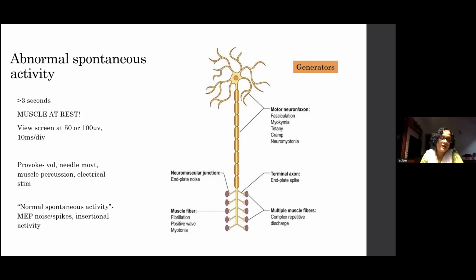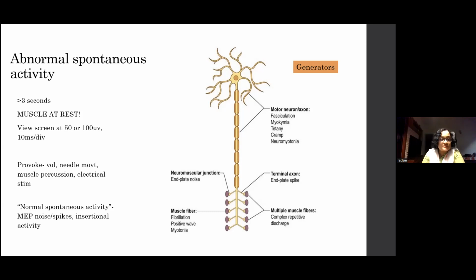You mustn't misinterpret that. You view the screen at about 50 or 100 microvolts. That's the sensitivity. 50, 100 is good. Keep it at 100 microvolts with 10 milliseconds per division. Mostly when you put the needle in, if the muscle is abnormal, you will be able to pick up the spontaneous activity, but sometimes you might need to provoke it by asking the patient initially to contract and then to relax, so voluntary activity, or moving the needle slightly, maybe slightly tapping the muscle next to the needle, and sometimes electrical stimulation. But to be honest, we've never needed electrical stimulation. All the other methods will be more than sufficient to show you your abnormal spontaneous activity.